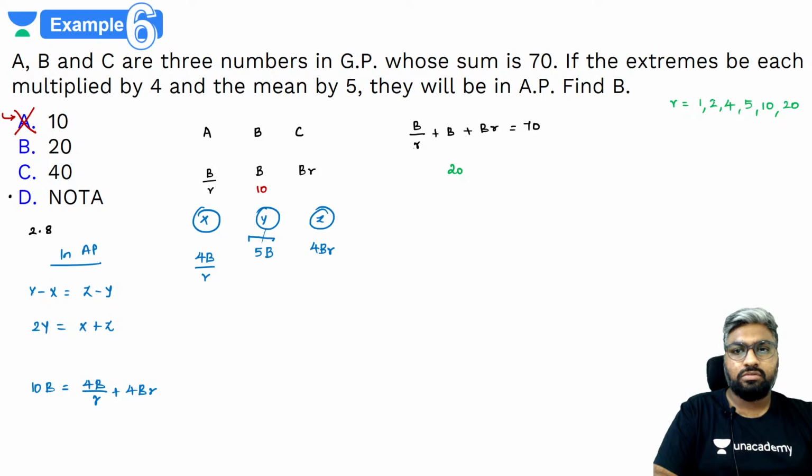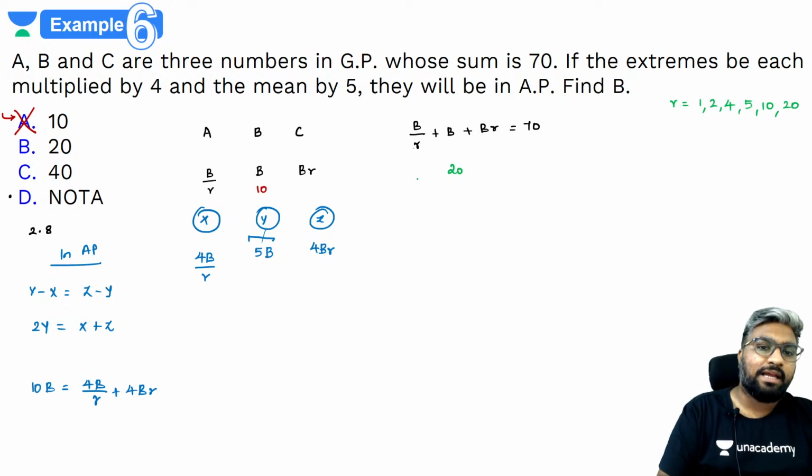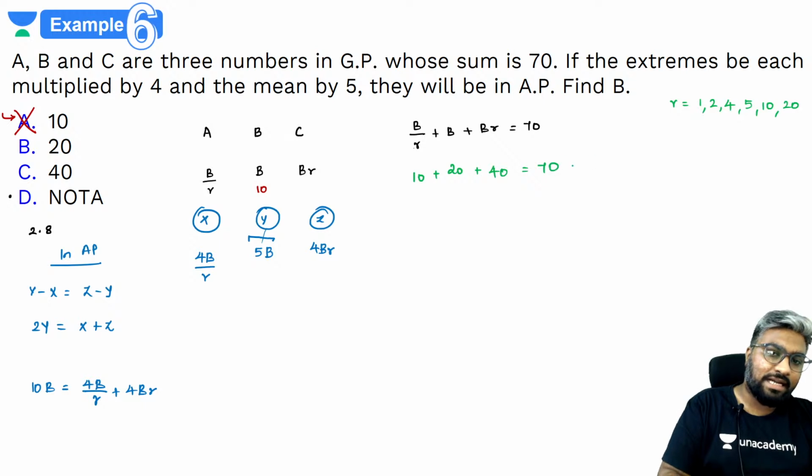1 into 2, 2 into 10, 4 into 5. Yes? Are you feeling this guys? Then what? 1 doesn't make sense, if it is 2, what does that mean, 20 by 2 which is 10 plus 20 into 2 which is 40. Is it equal to 70? This satisfies. Where b we took as 20, and r we took as 2.